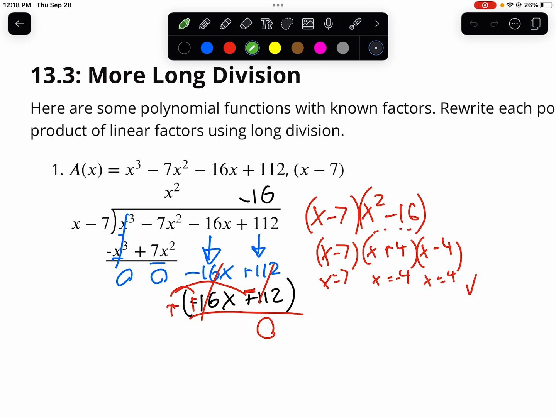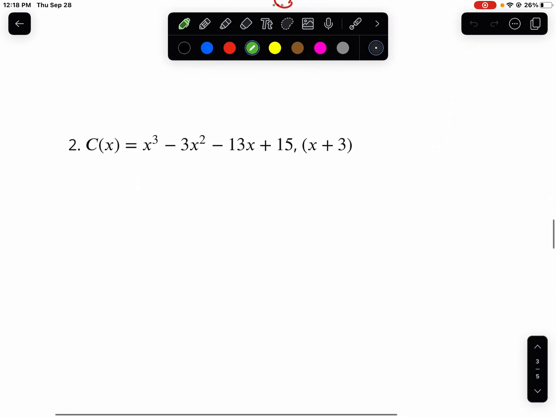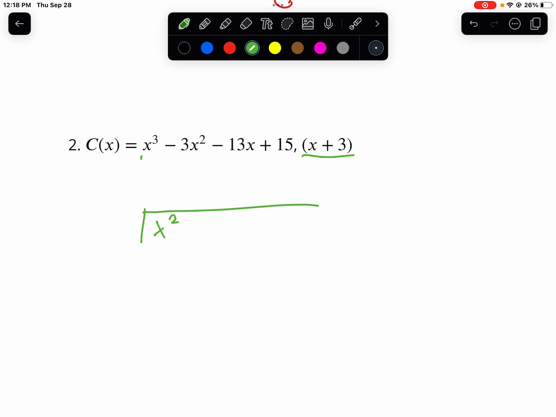We're on 13.3, question number 2. What we're trying to do is determine if x plus 3 goes evenly into this polynomial over here. This is x cubed minus 3x squared minus 13x plus 15, and we're dividing this by x plus 3.